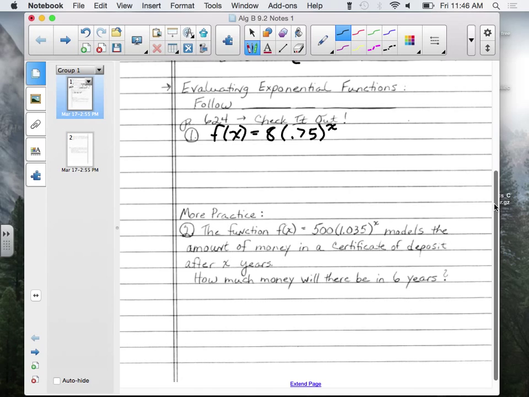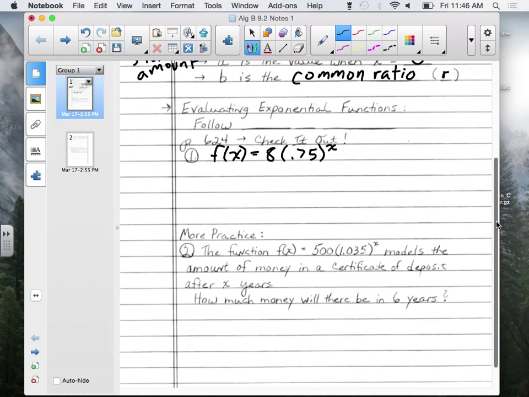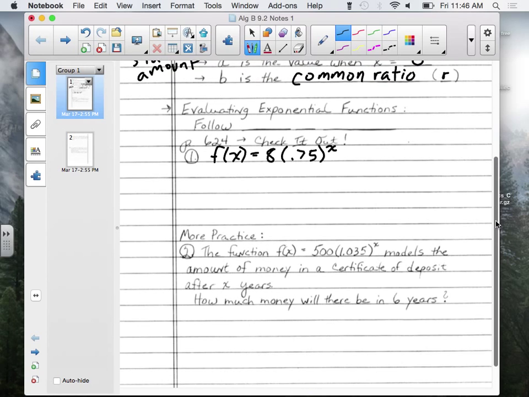We need to go up above a little bit and fill in some blanks. When we're evaluating exponential functions, we need to follow blank, blank, blank. Order of operations. We have to follow order of operations. That's what you're going to have to start doing shortly, so we need to make sure we have that there, okay?